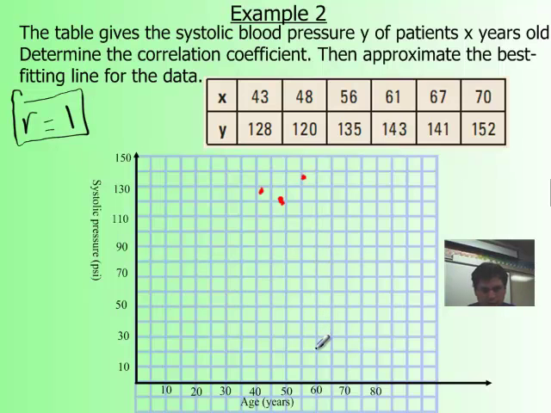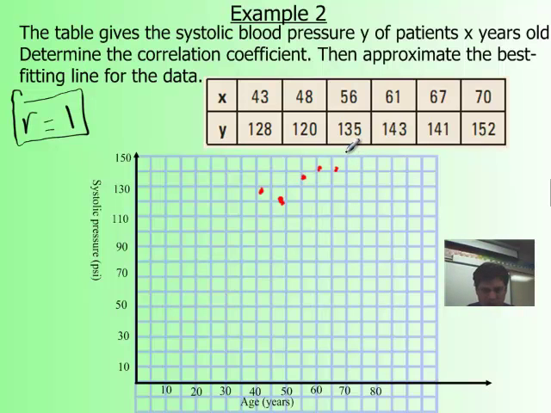And 61 and 143, so 143 is going to be about here. And 67 and 141, so about here. And finally 70 and 152, so it's going to be just a bit off the graph here.